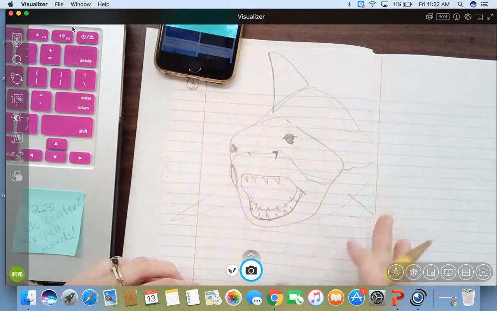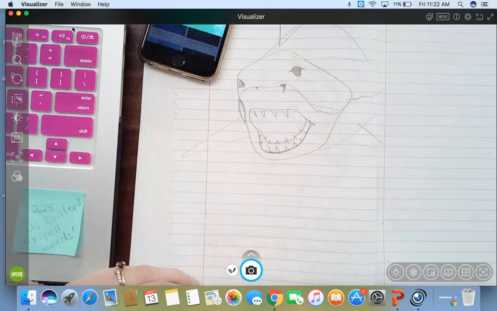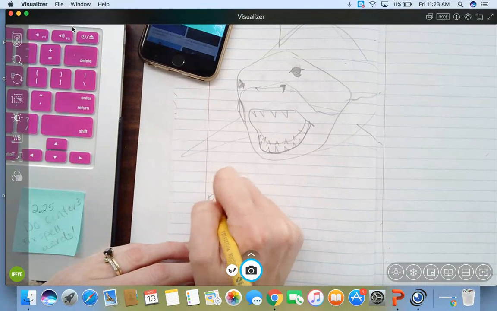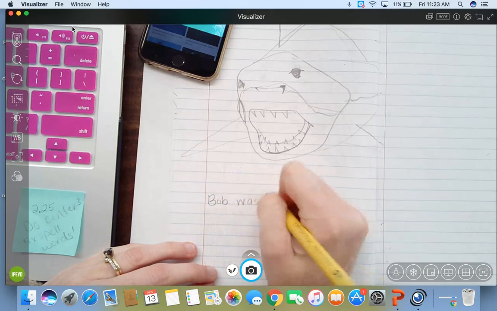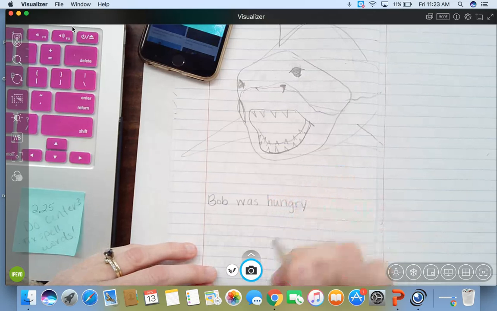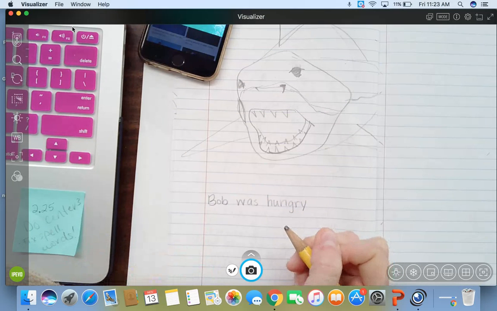He is swimming up to eat some fish. But he's having a hard time catching fish because he's so worried about his tooth. So we're going to write that down. Bob was hungry. I use my best writing. I start my sentences with a capital letter. I end with a period, and I try my best to spell my words right. But if I don't always know, I can just sound it out.